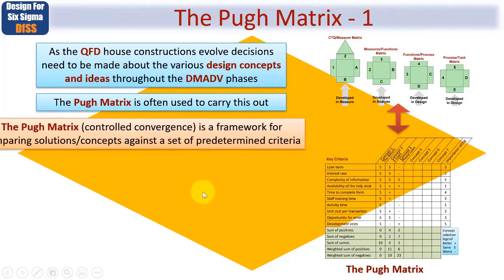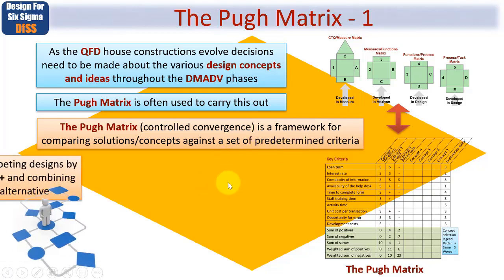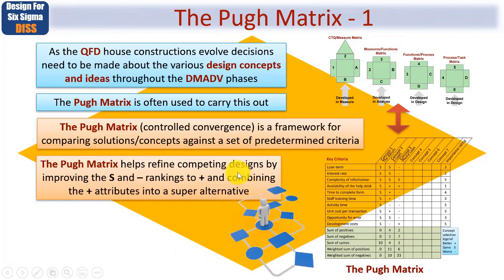The Pugh Matrix, also known as controlled convergence, is a very clever yet easy to use framework for comparing solutions and concepts against a set of predetermined criteria. But here's the good bit. You see, the matrix helps refine competing designs by improving what's known as the S and negative rankings to a plus and combining the positive attributes into a super alternative. Just look at the little matrix here. This is where you have the concept selection legend, where plus means better, the same means a capital S, and worse is a negative symbol.